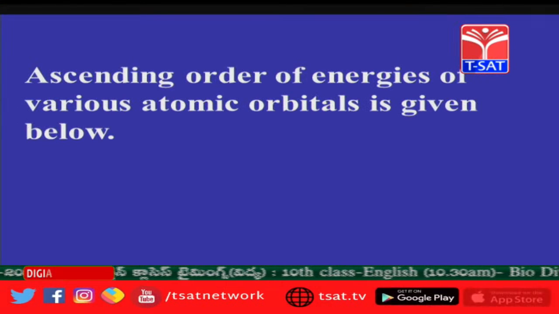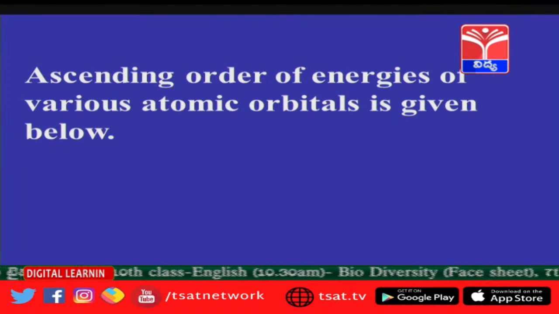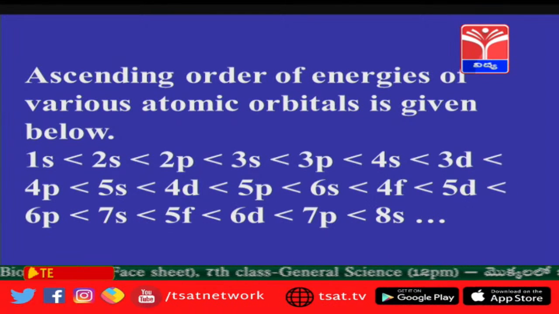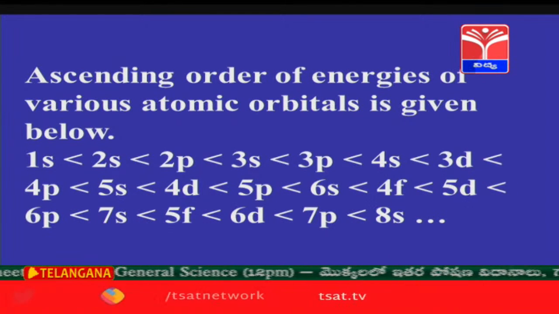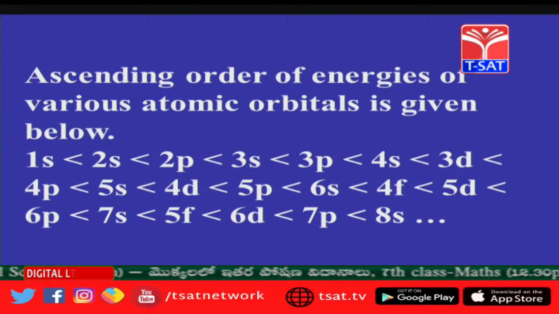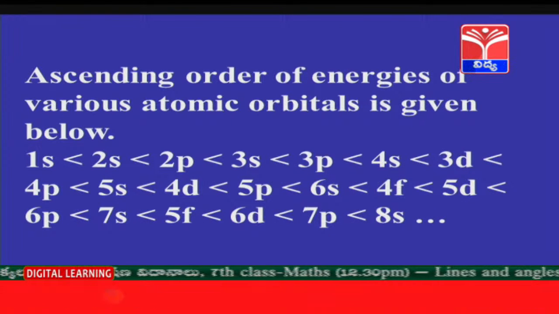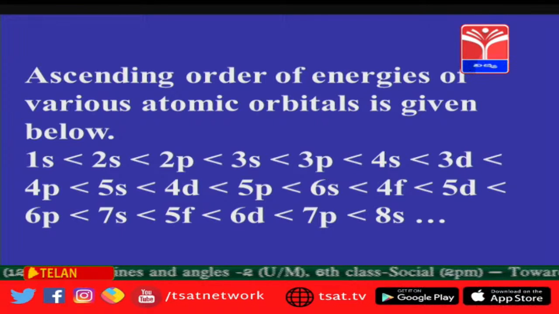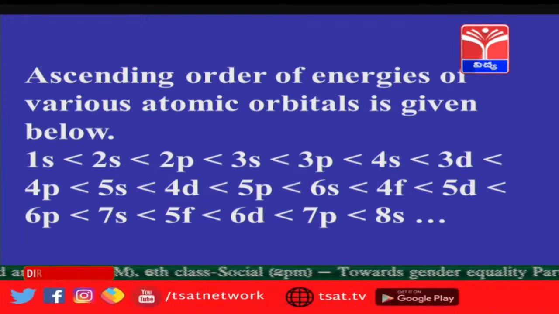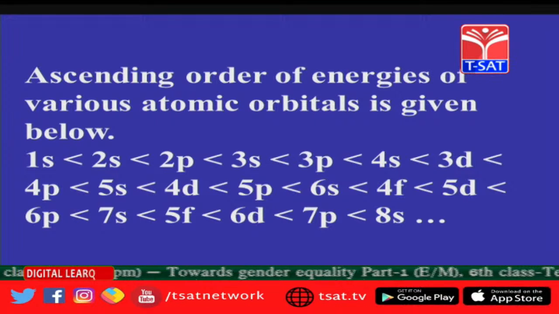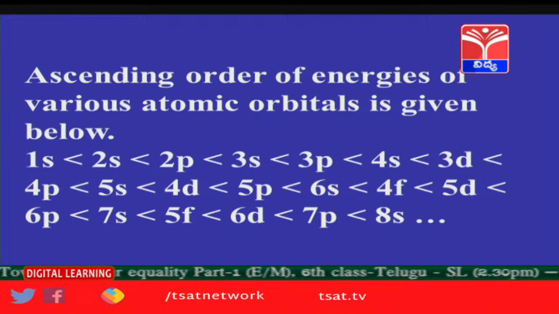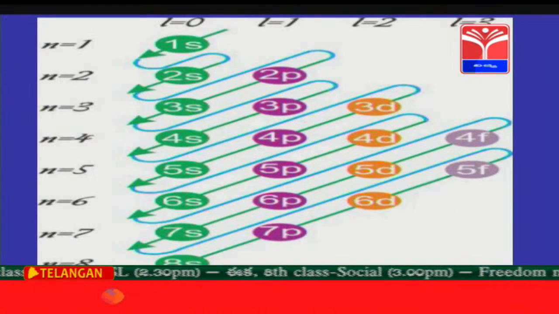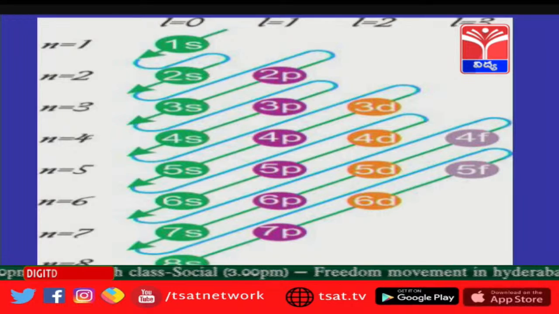Ascending order of energies of various atomic orbitals is given below. 1s is less than 2s, 2s is less than 2p, 2p is less than 3s, 3s is less than 3p, and it is less than 4s, it is less than 3d and it is less than 4p, it is less than 5s, it is less than 4d and it is less than 5p and it is less than 6s and so on. You can find a diagrammatic representation of increasing energy of atomic orbitals.